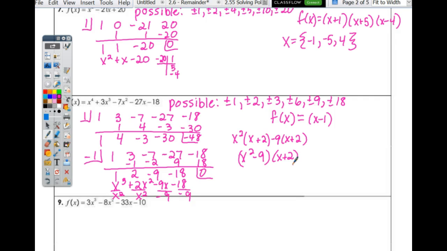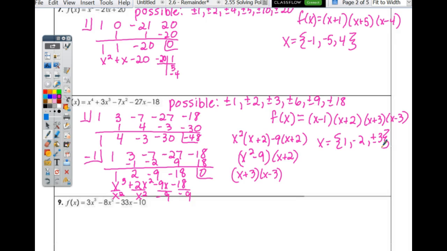So this is what I got. So the x plus 2 can go up here, correct? Because that's going to be one of my zeros. But what do I do to x squared minus 9? So those go here. So my zeros are 1, negative 2, and plus or minus 3. And are all of those possibles? Yes.